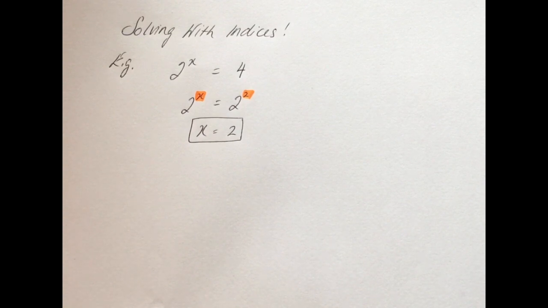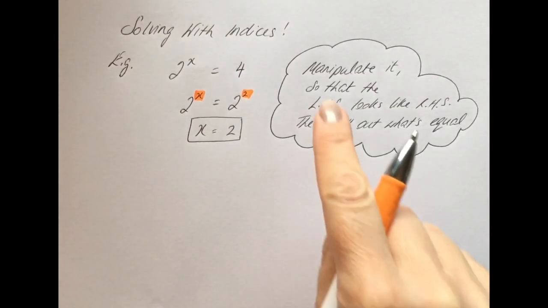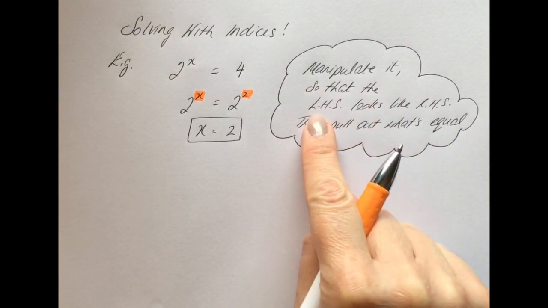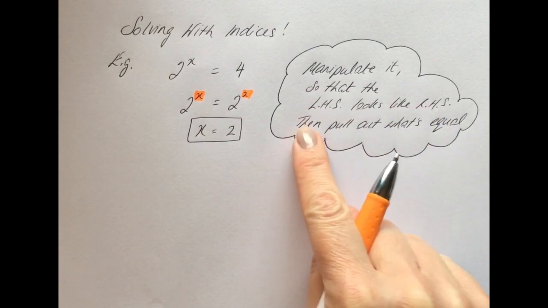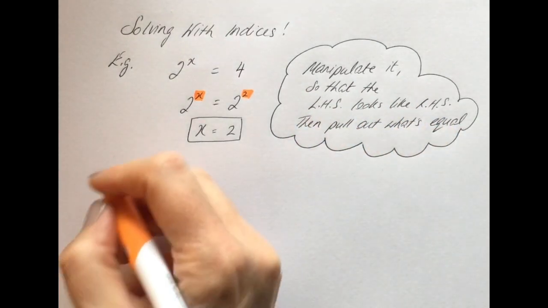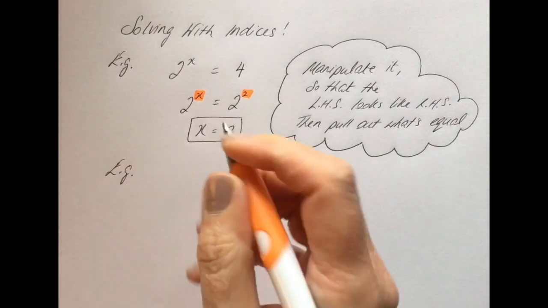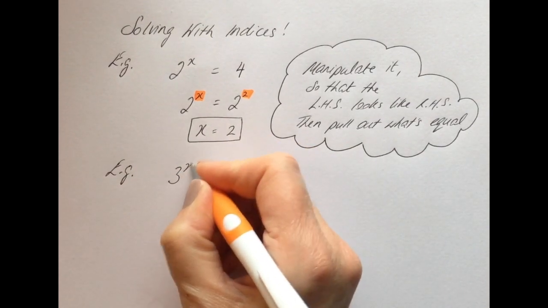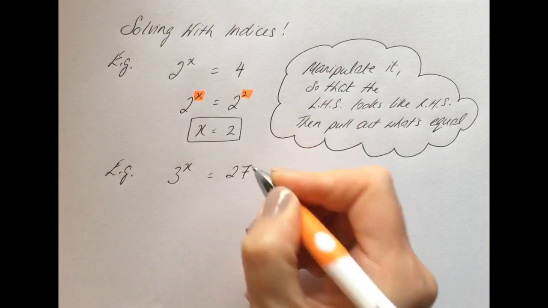You're always going to try and manipulate it so that your left-hand side looks like your right-hand side. So basically you're going to manipulate it so that the left-hand side looks like the right-hand side, and then we can pull out what's equal. Let's jump straight into another example here. Let's say you have 3 to the power of x is equal to 27.